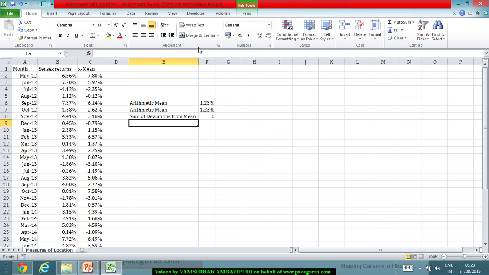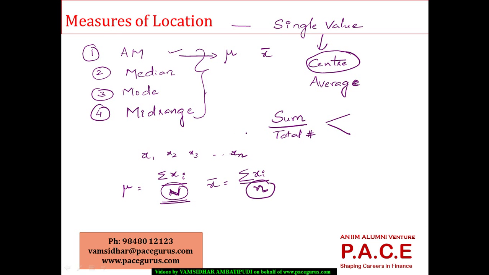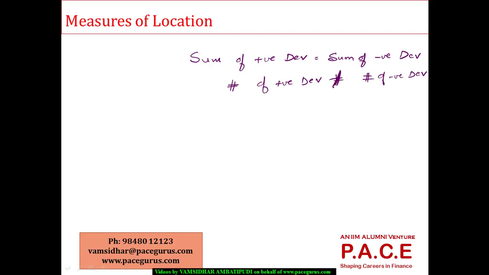So the sum of the positive deviations should be equal to the sum of the negative deviations. Right? You can directly use this property everywhere. But try to understand, this is not the same as saying the number of positive deviations need not be the same as the number of negative deviations. We are only talking about the sum being the same.